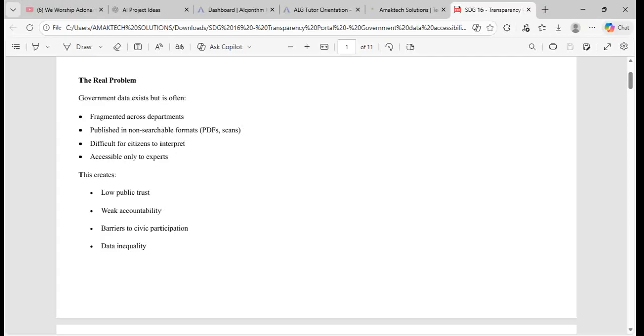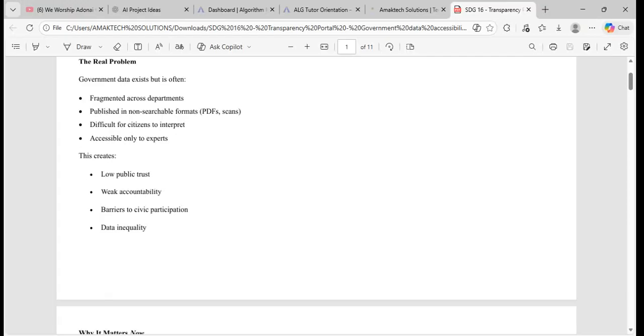It's hard to make someone accountable for what you have no evidence of, for what you really don't know. In order to make someone accountable, you need to know what he or she is doing. This can only be done if you have access to the data provided. There are also barriers to civic participation and data inequality.